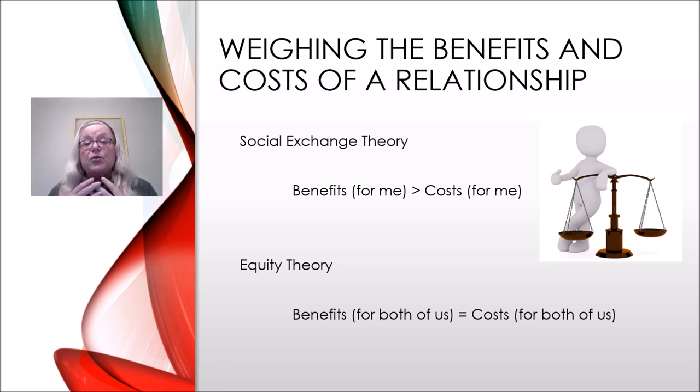Starting with social exchange theory, the main premise of this theory is that I'm going to be motivated to enter into a relationship with you if I perceive that the benefits to me are going to be greater than the costs to me. So the pros outweigh the cons, the good outweighs the bad, the benefits outweigh the efforts that I'm going to have to put in. And the theory suggests that that is a human motivation. We want to get more than we put in.